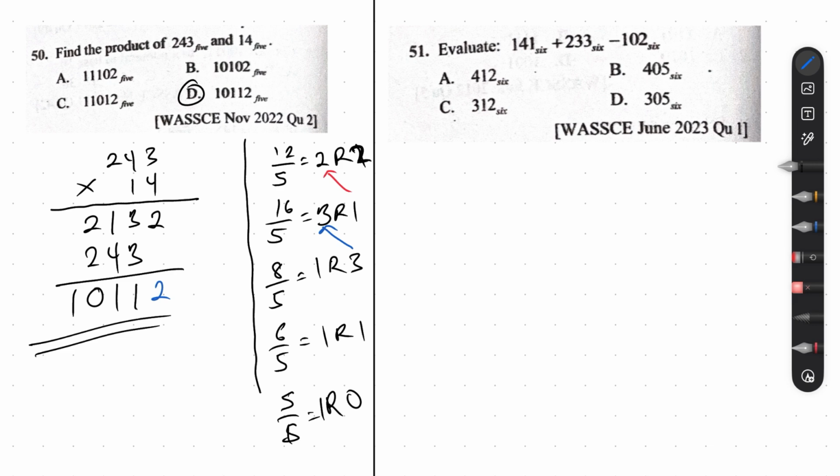Cool. Let's go to question number 51. It says evaluate 141 base 6 plus 233 base 6 minus 102 base 6. So we first add, then subtract.